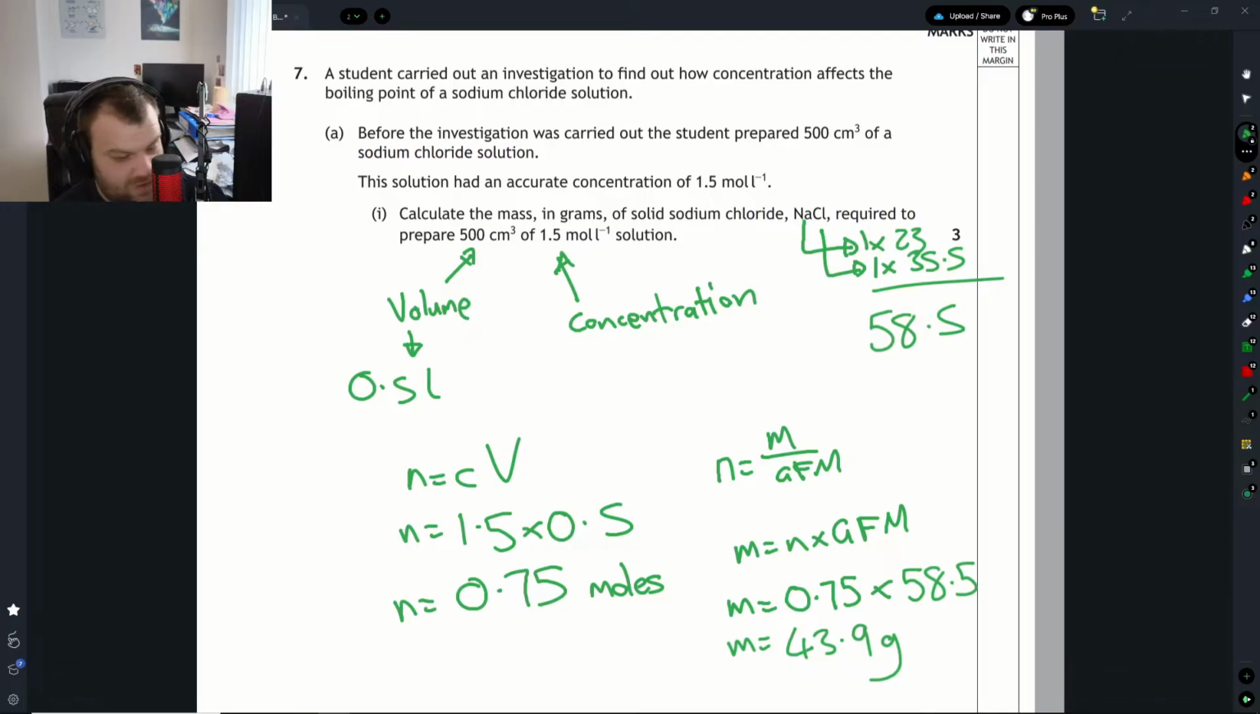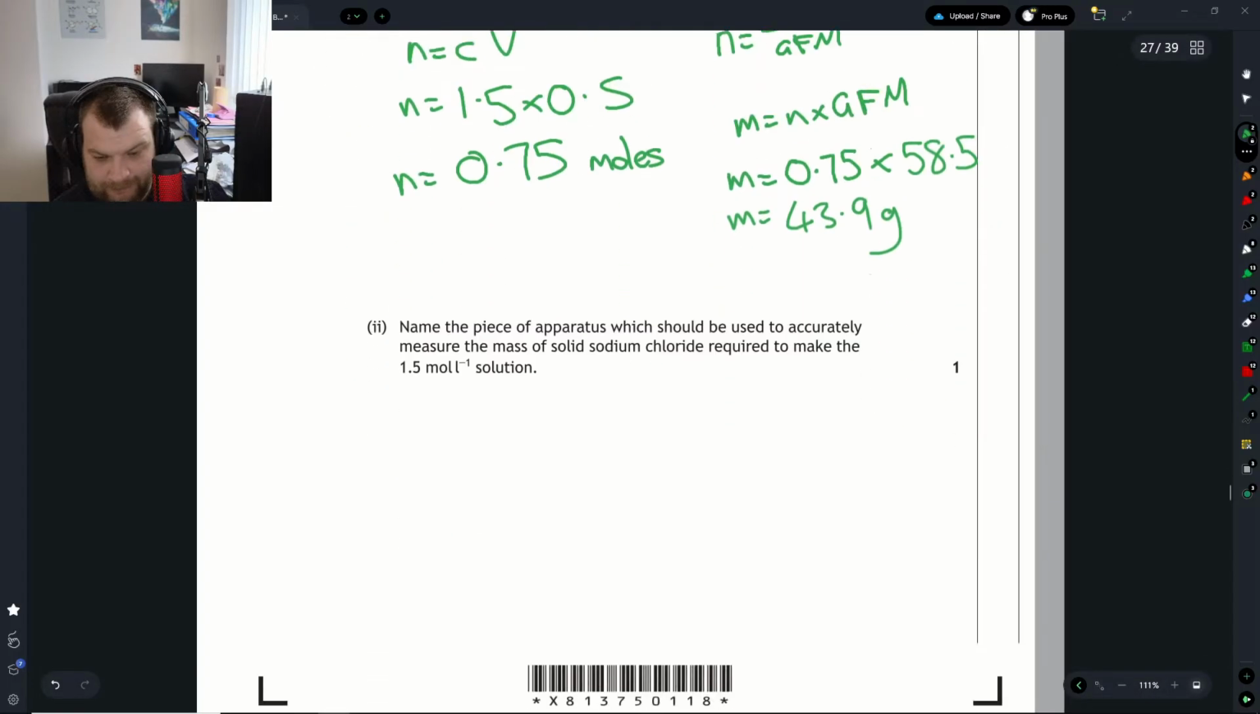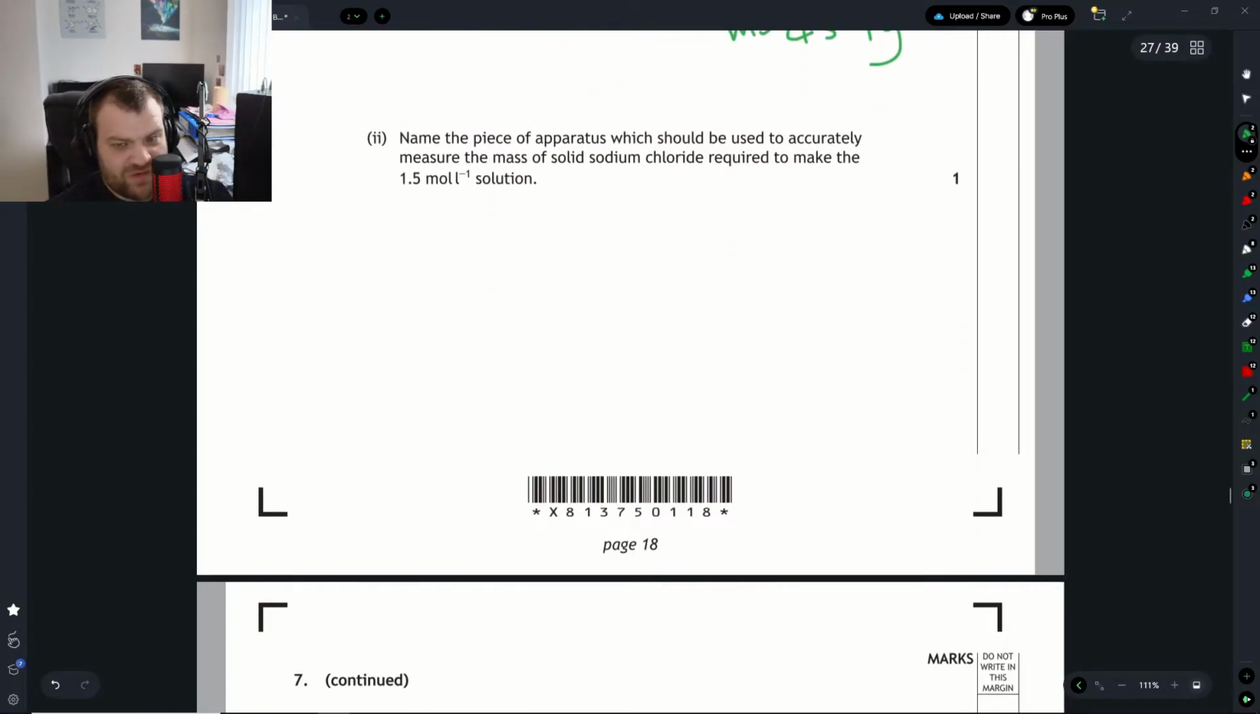Moving on. A piece of equipment used to accurately measure the mass of solid sodium chloride. Measuring mass is going to be your balance.